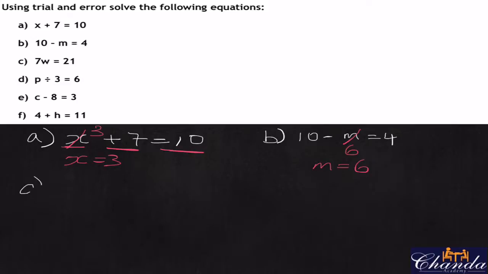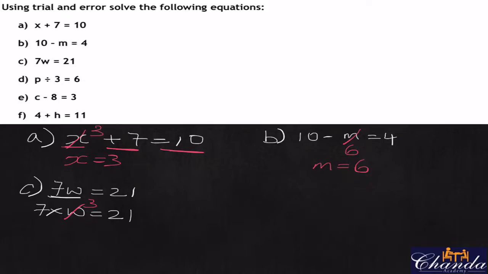We have 7w equals 21. Now remember, folks, 7w, or a number and a letter next to each other like that, simply means 7 times w equals 21. Now, remember, 7 times what will give me 21? Using a different color, we know that the w has to be 3. So 7 times 3 is 21.